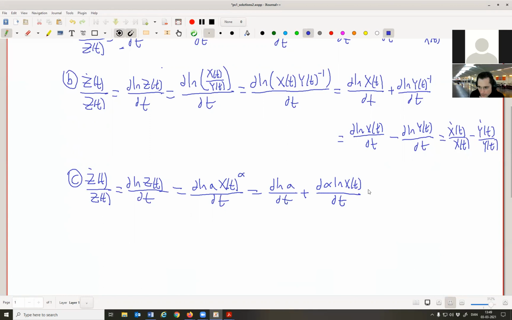Now a is just a constant. It doesn't depend on t. So actually, the derivative of the log of a with respect to t is just zero. So all we're left with is this thing here. And alpha is just a constant, so we can actually just pull that out front. We get alpha times d log x(t) dt, which is equal to alpha times x dot t divided by x(t), which is what we wanted to show.